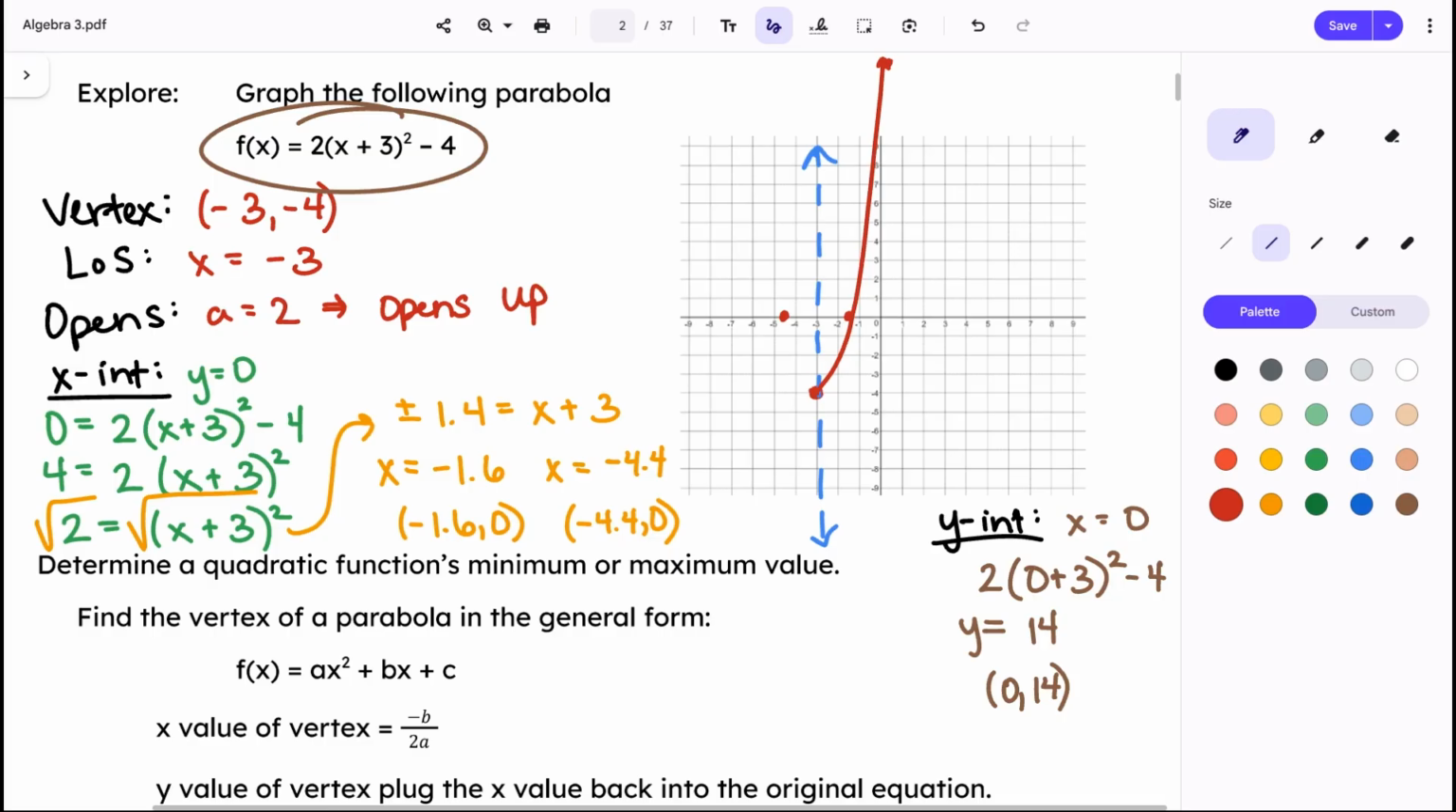Now, granted, if you did not include 14, your graph may not go up as high as mine does. And that's okay. If you can't reasonably fit the points, they maybe don't need to always all be there. The vertex and those x-intercept points should be enough for you to be able to graph your parabola. The y-intercept is just an extra piece that might be helpful for us. All right, do we have any questions on how to graph using vertex form?